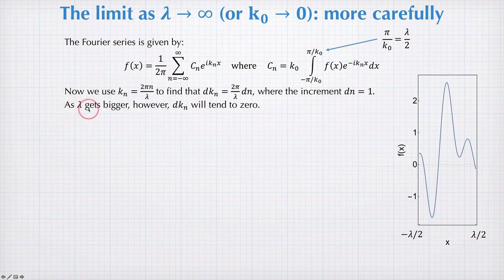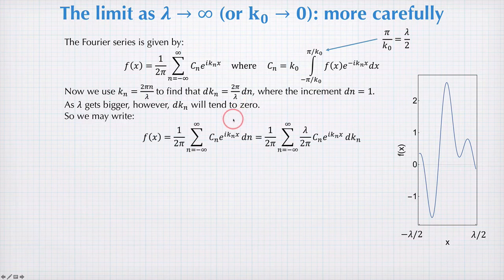Okay, so now as lambda gets bigger, if we look back at this increment here, then dkn will tend towards 0. So we may write our sum here as Cn e to the i kn x dn, where remember here our dn is just equal to 1. So n's an integer, so the increment dn is always equal to 1. But now we can substitute this dn here with dk. So now we have dkn instead of dn, and this factor lambda on 2 pi sitting there.